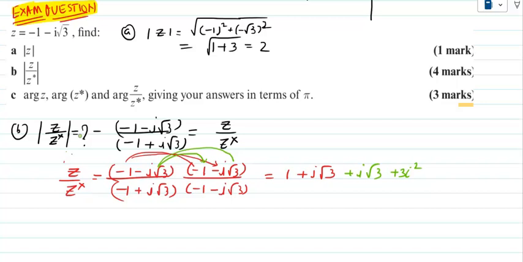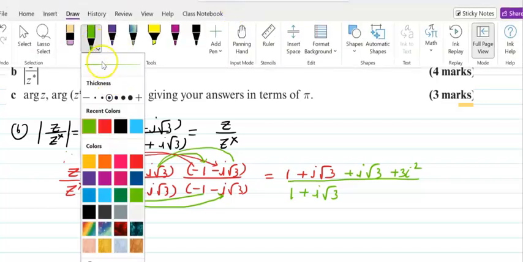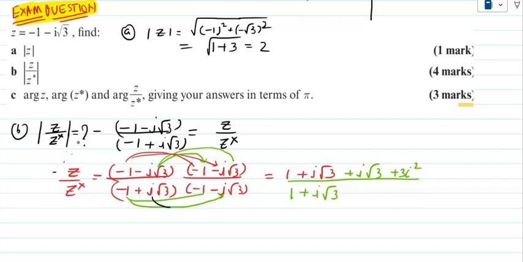Okay. Now the denominator: when you multiply, minus 1 times minus 1 should be plus 1. Minus 1 times plus i root 3 should be minus i root 3. Now we do the other part: plus i root 3 times minus 1 should be minus i root 3, and plus i root 3 times minus i root 3, plus and minus becomes minus, and it should be i square times root 3 times root 3, which becomes 3. Okay, so the minus i root 3 and plus i root 3 will be cancelled.